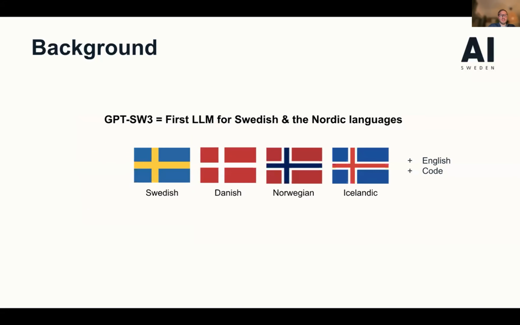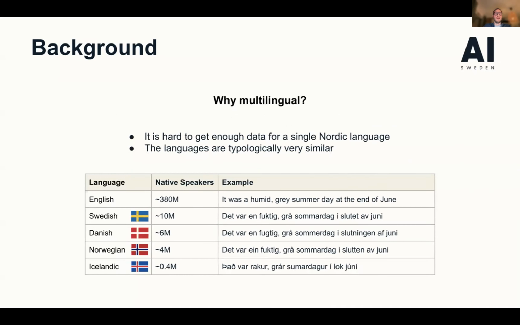So GPT-SW3, as we call it, is the first large language model for Swedish and the Nordic languages. And by Nordic languages, I mean Danish, Norwegian, Icelandic, but we also trained on English and programming code. And the question is, why did we do that? Why a multilingual model? We were primarily interested in a model for Swedish, but we decided to go for a multilingual model for mainly two reasons.